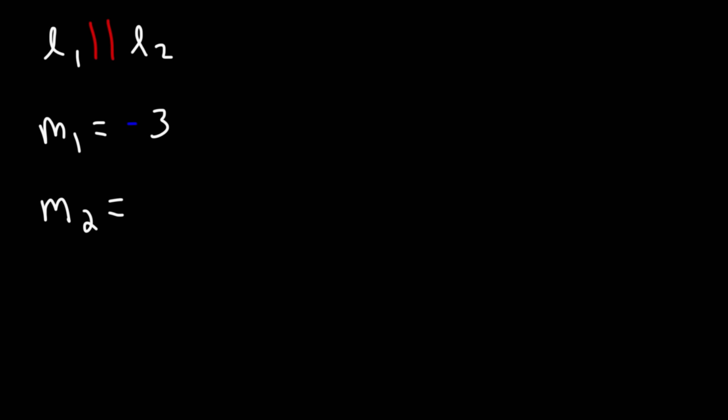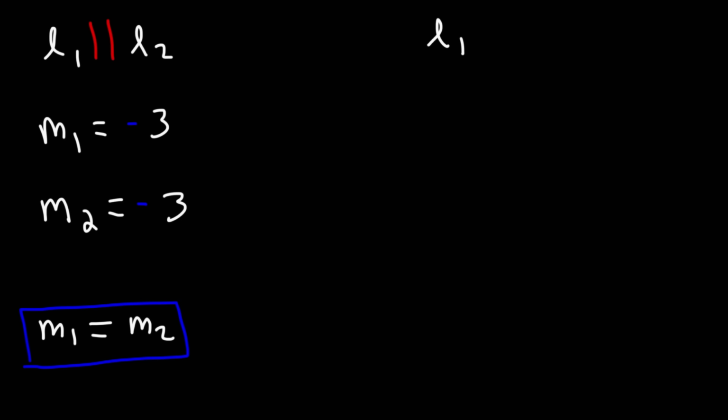Now let's work on some example problems. Let's say that line 1 is parallel to line 2, and you're given the slope of line 1. Let's say that the slope of line 1 is -3. What is the slope of line 2? If they're parallel, the slope of line 1 is equal to the slope of line 2. Therefore, the slope of line 2 will be -3.